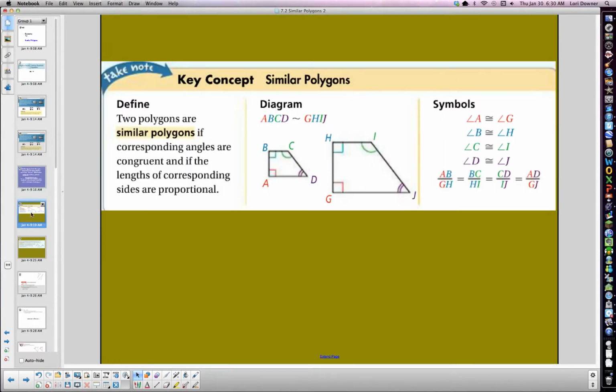Adding to our purple sheets, similar polygons. Two polygons are similar if corresponding angles are congruent and the lengths of the corresponding sides are proportional. So notice sides are not congruent, but we're looking at angles being congruent, sides being proportional. So we can see here polygon ABCD is similar to GHIJ. Pause the movie, add this to your purple sheet, press play when you're finished.